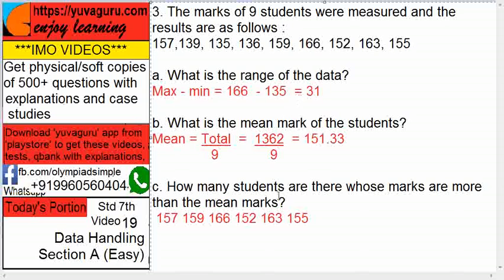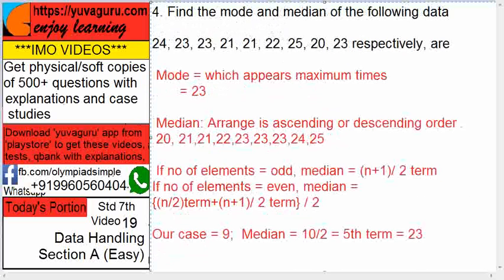How many students are there whose marks are more than the mean marks? What is the mean? 151.33. How many have got more than 151.33? See these. There are 6 students. So answer is 6.